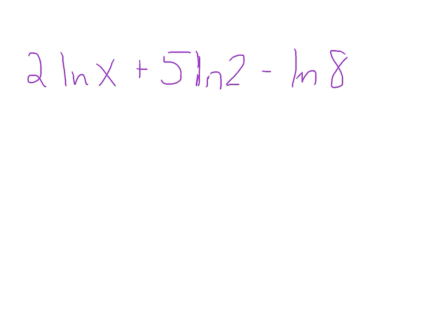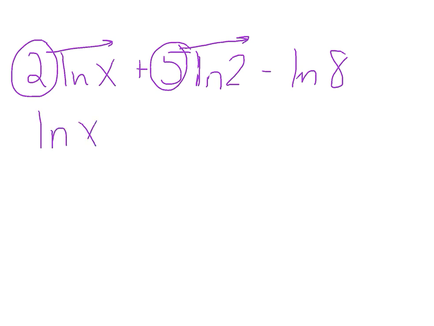Okay, where do I start? Move the exponents back up. So this goes back up. This goes back up. Is there anything in the front of the last one? No. So if I put them back up, I have the ln of x squared plus the ln of 2 to the 5th minus the ln of 8. Everybody okay so far?